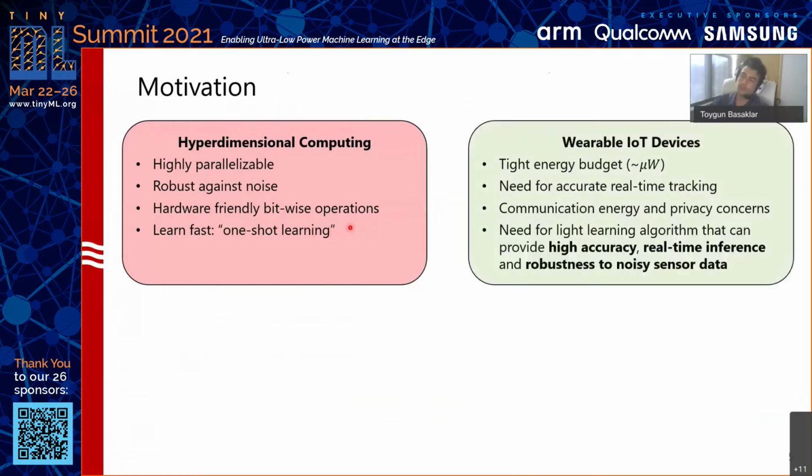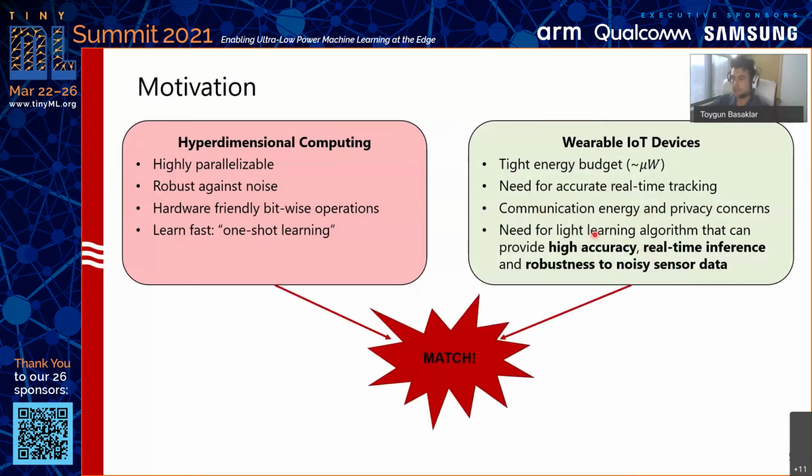On one hand, wearable IoT devices for remote health monitoring generally fuse data from multiple sensors for accurate real-time tracking, but they need to work on a tight energy budget due to limited battery capacity. Offloading the data to the cloud is not an attractive solution because it increases communication energy and raises privacy concerns. So there is a need for a lightweight learning algorithm that can provide high accuracy, real-time inference, and robustness to noisy sensor data. It seems a perfect match, right?